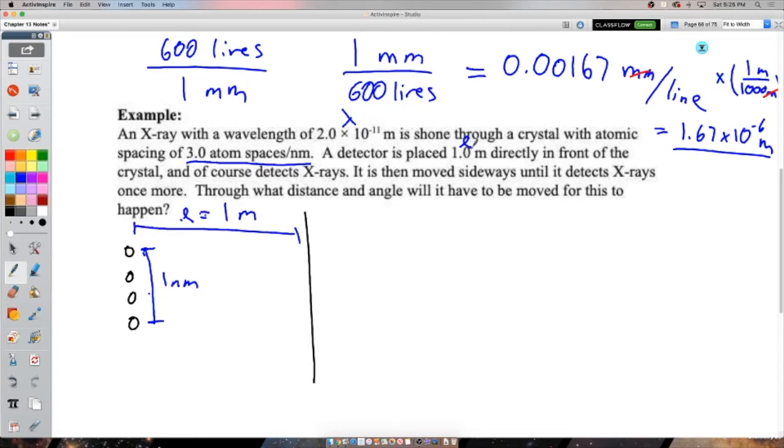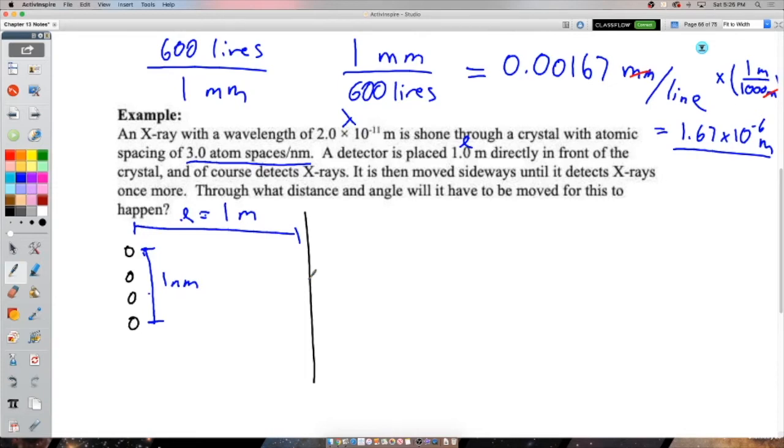And of course, it detects X-rays when it's placed right in front. Nothing weird there. It's just coming through, the central maximum. But it's then moved sideways until it detects X-rays once more. So you have to interpret the physics here as well as the variable numbers. It detects it once more. So first of all, are we at a node or an antinode, a bright spot or a dark spot? We're at a bright spot. We're getting constructive interference. Now, the first time we see that will be at n equals 1. The central is at n equals 0.